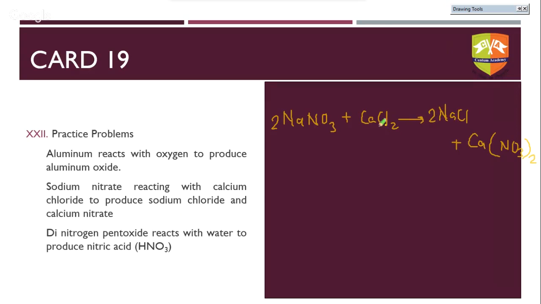This automatically balances the chlorine part. So the chlorine is now balanced with 2 chlorines on both the sides, 2 sodium on both the sides, and 2 nitrates on both the sides, whereas calcium 1 on each side. So this is sodium nitrate getting balanced.